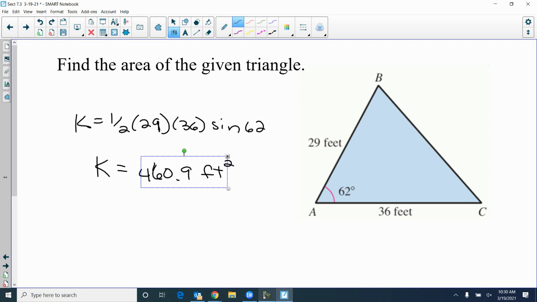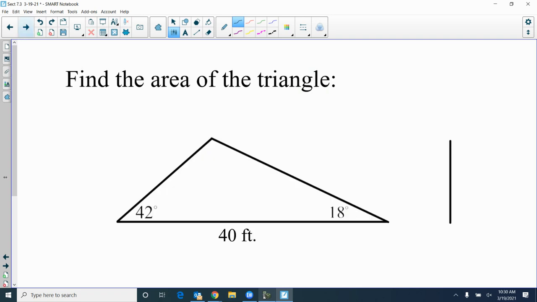You kind of see where we got that. Now, that doesn't work for everything. All right, this next one. Go ahead and put 42, put 18 degrees, put 40 feet, put it on that triangle there. See if you can figure out what the area is. And then once you get the area, see if you can figure out the formula.